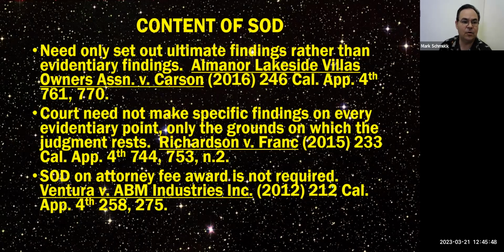In addition, the court need only set out ultimate findings rather than evidentiary findings. For example, the court might include in the statement of decision facts that support that a trust instrument is invalid due to lack of testamentary capacity. The statement of decision could and should specify what the applicable law is, whether it's testamentary capacity rather than contractual, for example, and then support the ultimate decision.